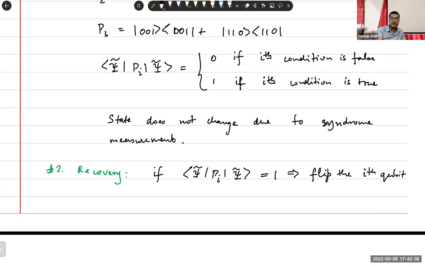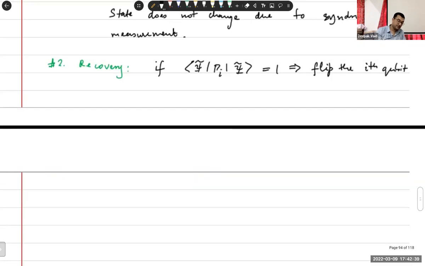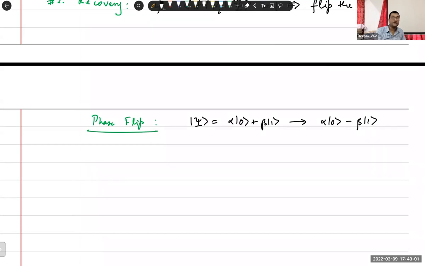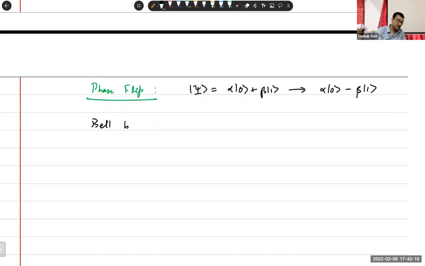Now, let's see. Let's talk about phase flip errors. What is a phase flip? Right? So the phase flip is, as I've mentioned to you before, you have some state, right? Alpha 0 plus beta 1 in your computational basis. A phase flip is when the relative phase between the two qubits flips, okay? And if you work in the Bell basis, right? So the Bell basis plus minus state is given as 0 plus minus 1 by root 2, right?